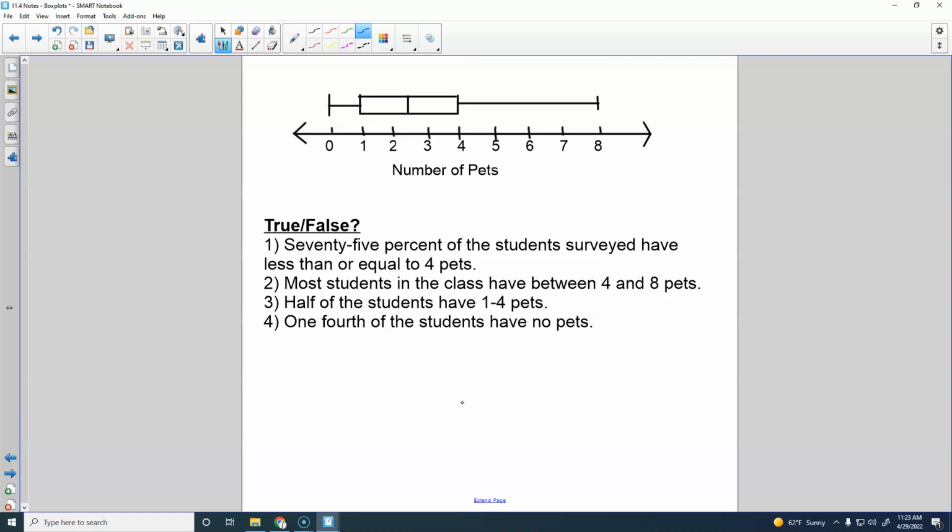If I had not erased it already, we could have used our data for the pets. Make sure you got an answer for these. I'm going to randomly call on you.